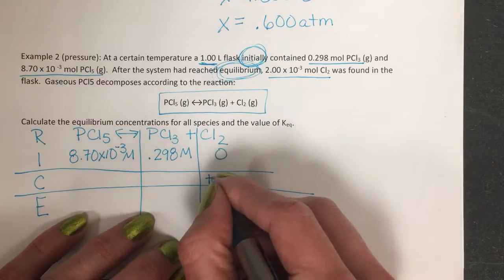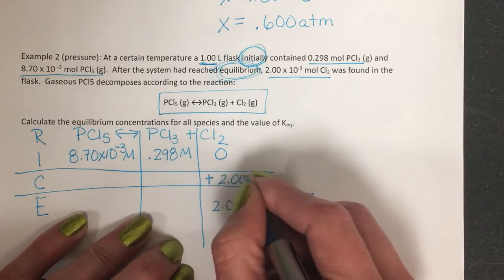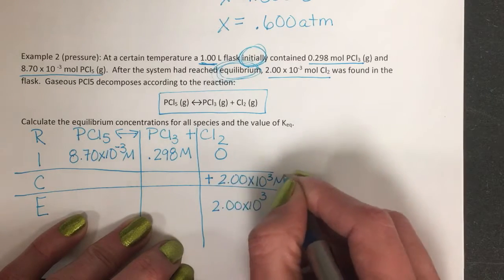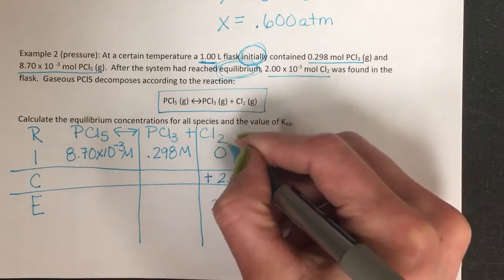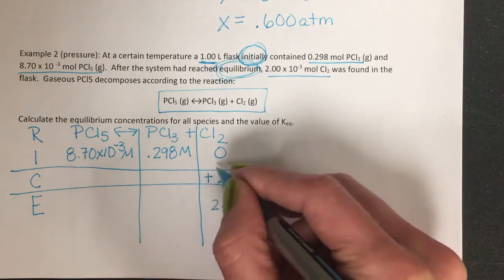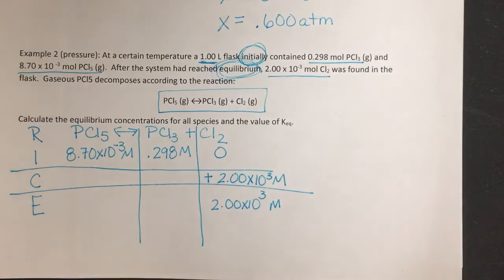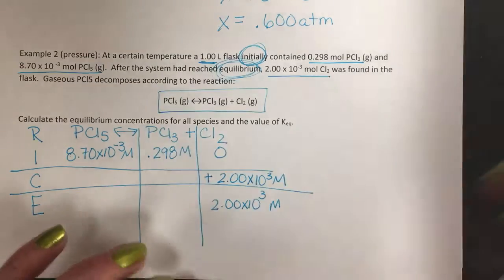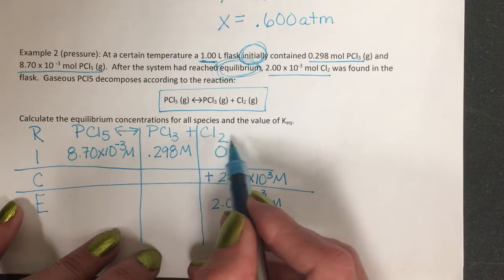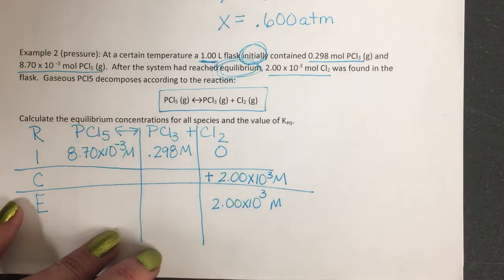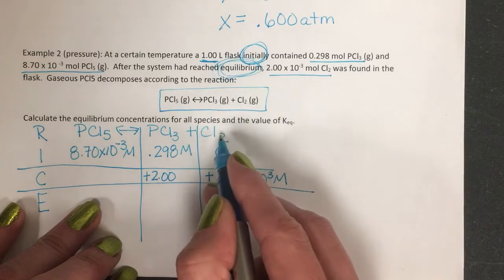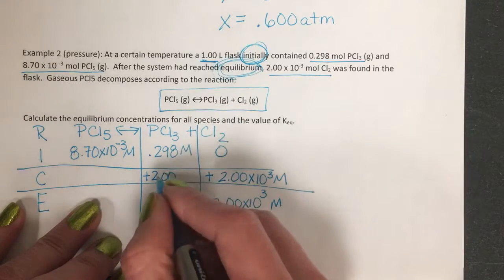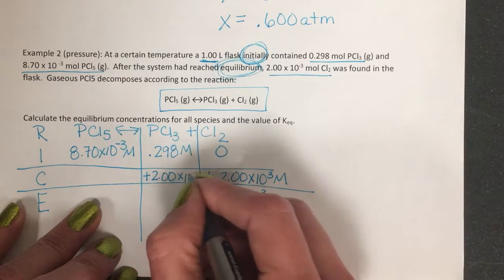I had to add 2.00 times 10 to the negative third to get to 2.00. So initially I had 0. This is my change. This is what I have at equilibrium. Now, if I look at the change for the others, PCl3 and Cl2 is a 1-to-1 ratio. So if I'm adding 2.00 times 10 to the negative third Cl2, because it's 1-to-1, I'm also adding that same amount here.